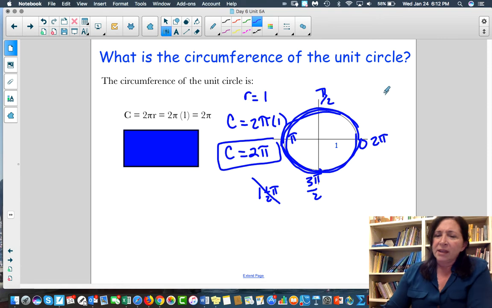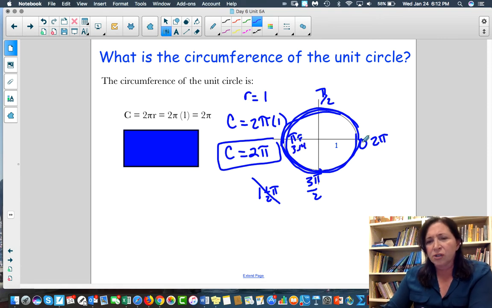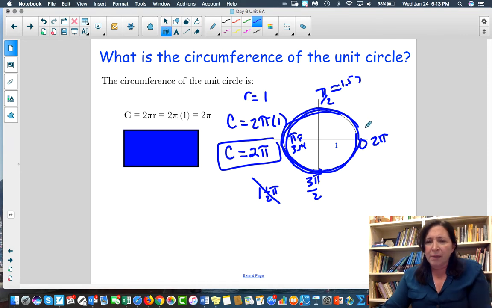Now, if I wanted to say, what's the number for this value? Well, we know pi is approximately 3.14, right? So we would start at 0. So starting at 0, you would go, well, this is about 1.57, 3.14, et cetera. And you would go all the way around, 2 pi being approximately 6.28.